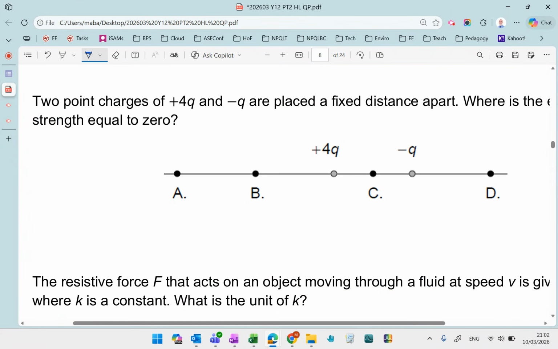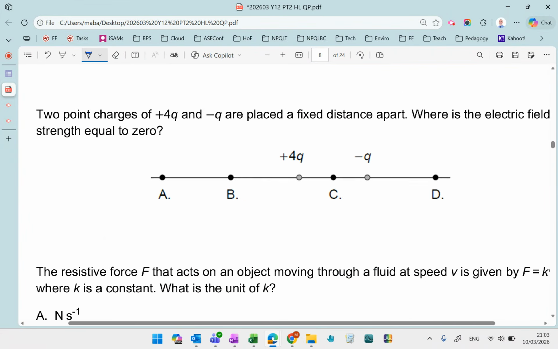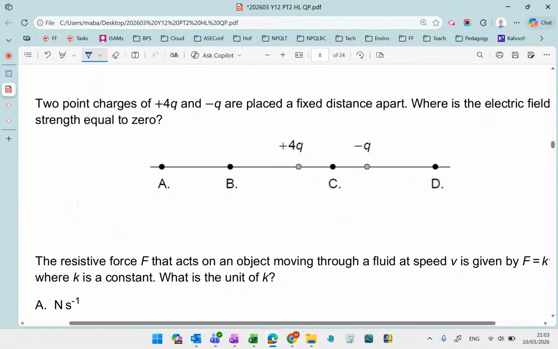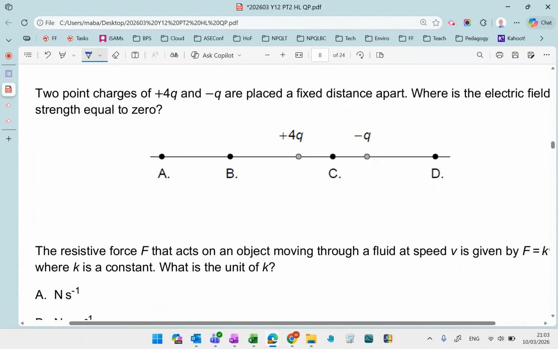Alright, question 9, let's go. So this is asking us, where is the electric field strength equal to 0? Okay, so what formulas are we allowed to use here? We're allowed to use the E equals kQ over r squared formula. And the reason that we're allowed to use that formula is because these are point charges.